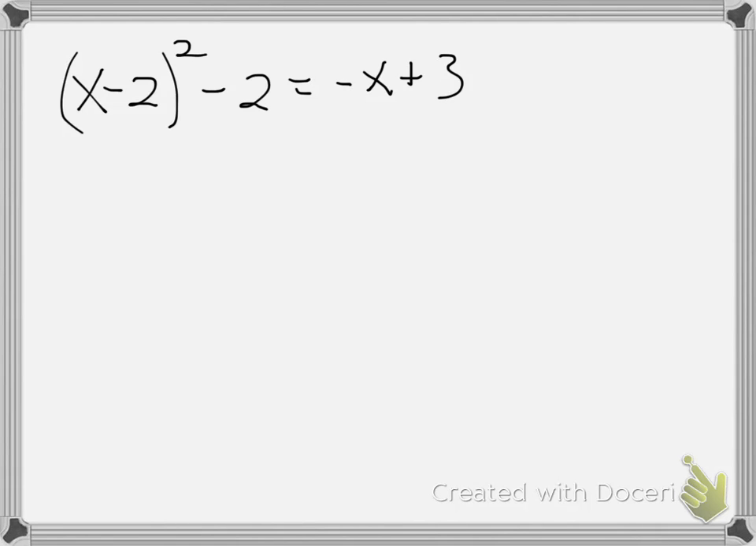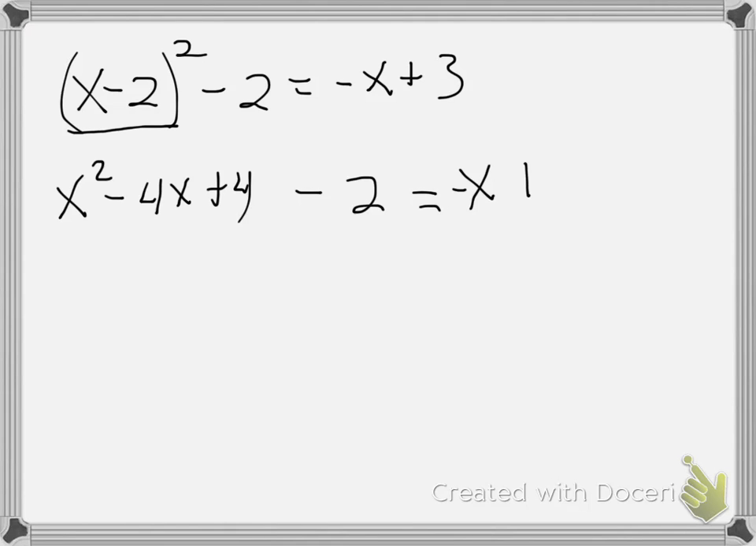Next one, x minus 2 squared minus 2 equals negative x plus 3. First thing I'm going to do here is square this thing out. And that's x squared minus 4x plus 4. It is not x squared minus 4. Still minus 2 equals negative x plus 3.